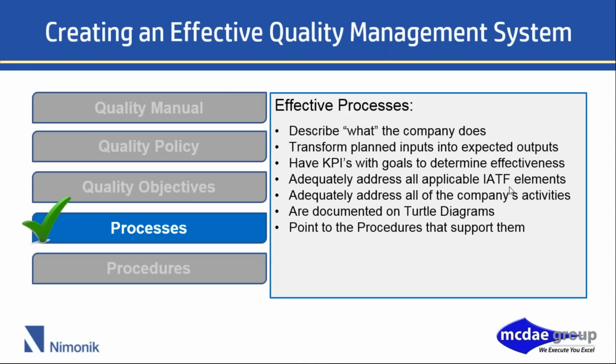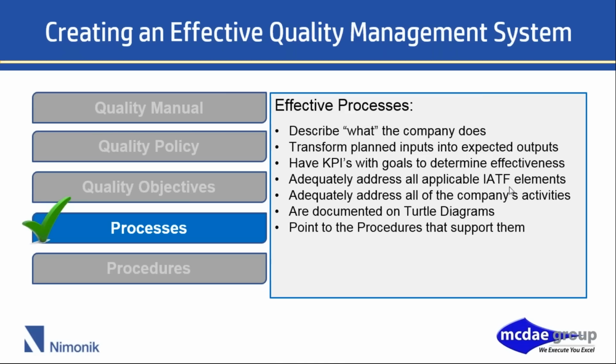So an effective process describes what the company does, not how it does it, but what it does. They transform planned inputs into outputs. They have KPIs with goals to monitor their effectiveness. They have to adequately address all of the applicable IATF requirements. They have to adequately address all of the company's activities, departments. They don't have to be documented on a turtle diagram, but in my opinion, a turtle diagram is the most effective way to address and document processes. And they have to point to the procedures that support them.